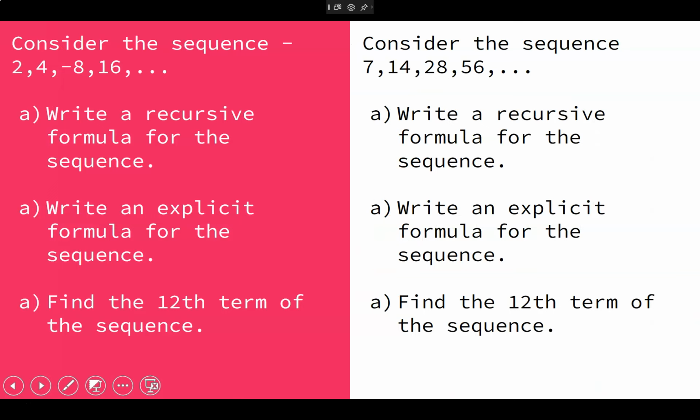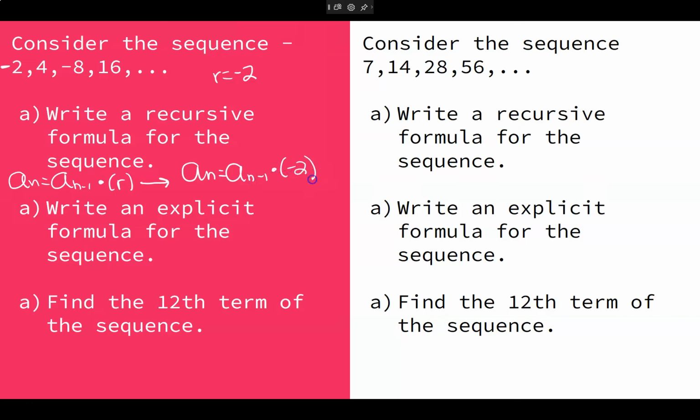All right, let's do something. Consider the sequence. That should be -2. The negative's kind of off right there. -2, 4, -8, and 16. So let's write the recursive formula for the sequence. Well, a recursive formula, we just found out, is a sub n minus 1 multiplied by the r. Do I know what my ratio is? My ratio, good, is going to be -2. So I can say any term can be found by taking the previous term and multiplying it by -2.